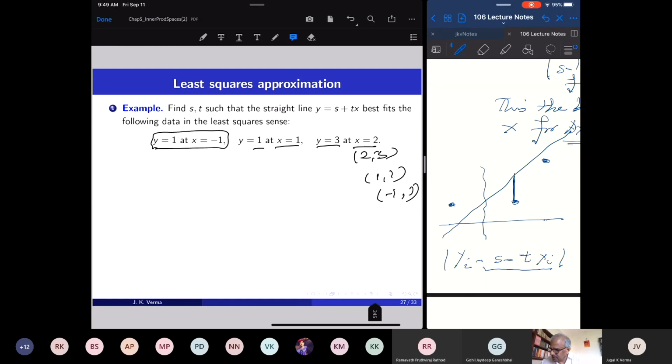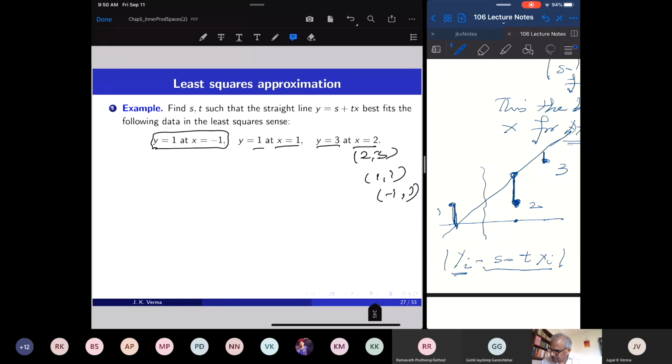If the second point, the actual coordinate is yi. This is y2. If this is the second point, this is the first point, this is the third point. The y coordinate of this point is y2, and the x coordinate is x2. When I substitute into the equation of the line, I get this as the y coordinate. So s plus t x2 is this point, and y2 is this point. So I take this difference, and then this difference.